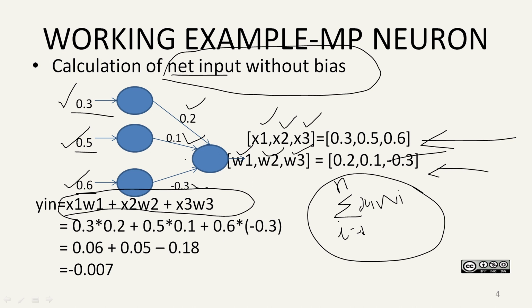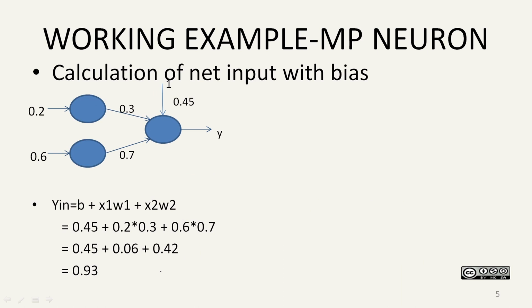So if you substitute the values x1 0.3 and w1 0.2, x2 0.5 and w2 0.1, and x3 0.6 and w3 0.3, and do the operation, finally I will come at 0.007. This is the way you need to calculate the net input, and this net input calculation is without bias. In case bias is there, then what you need to do? You need to add a bias B in the formula. Other things are common. That is what I just explained.